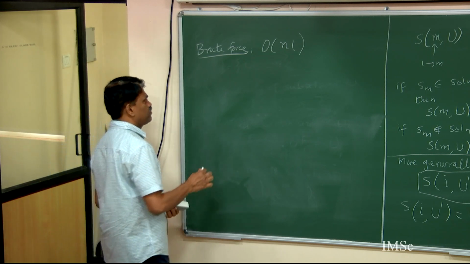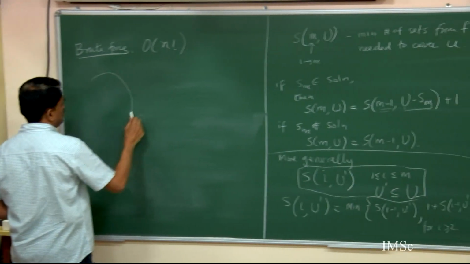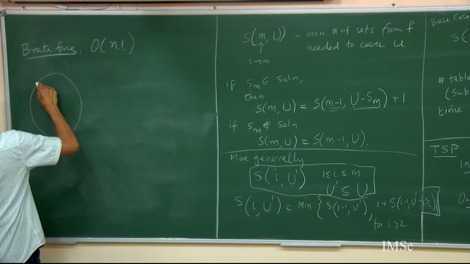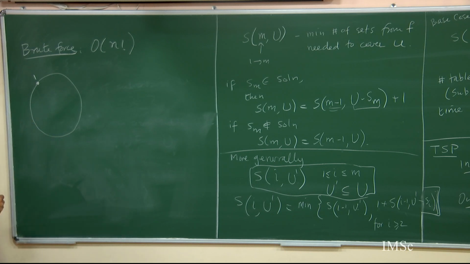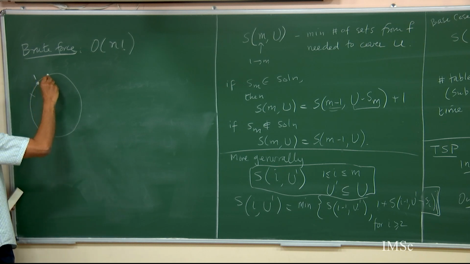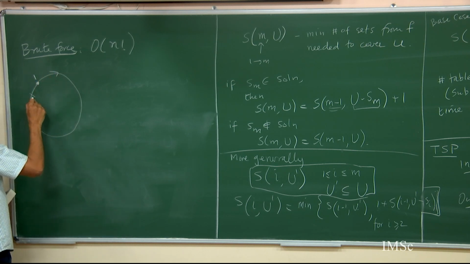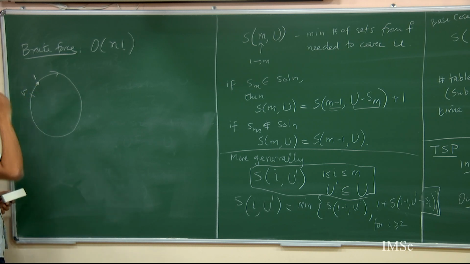Okay, so let's look at the Hamiltonian cycle. Let's fix on one vertex, 1. Here, the choice I'm going to make is what is the vertex before me. So this is the Hamiltonian cycle, and what is this vertex which is before me?